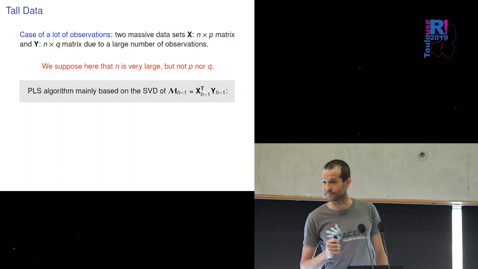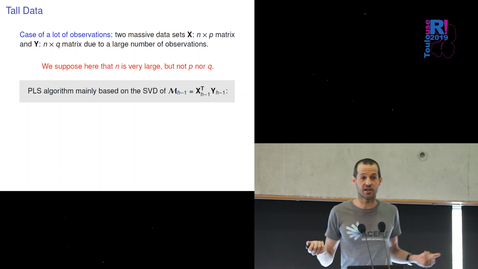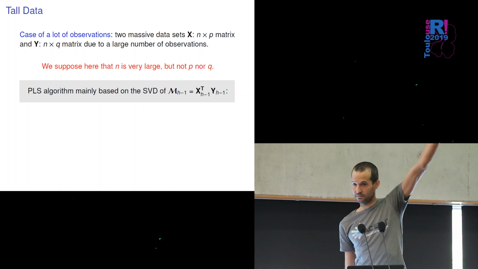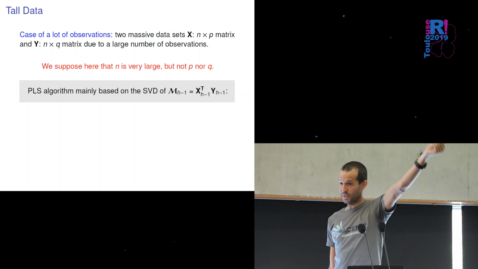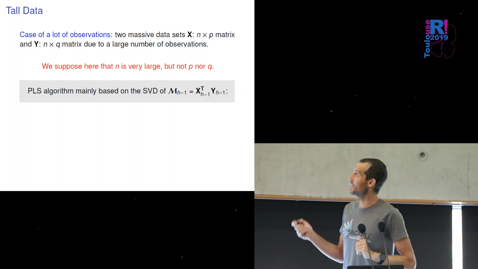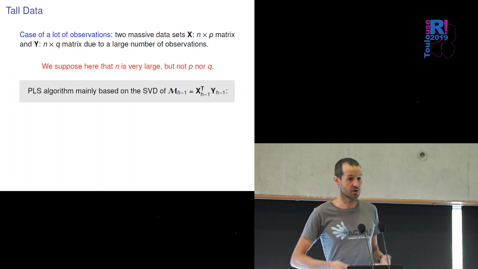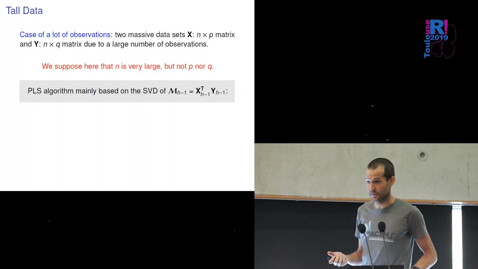Is a question. X transpose y has dimension p by q. So you have tall data. It's hard to deal with. You want to do a PLS, but in fact, the PLS is based on the SVD. So x transpose y is not big. So you can do an SVD of x transpose y and get your result.